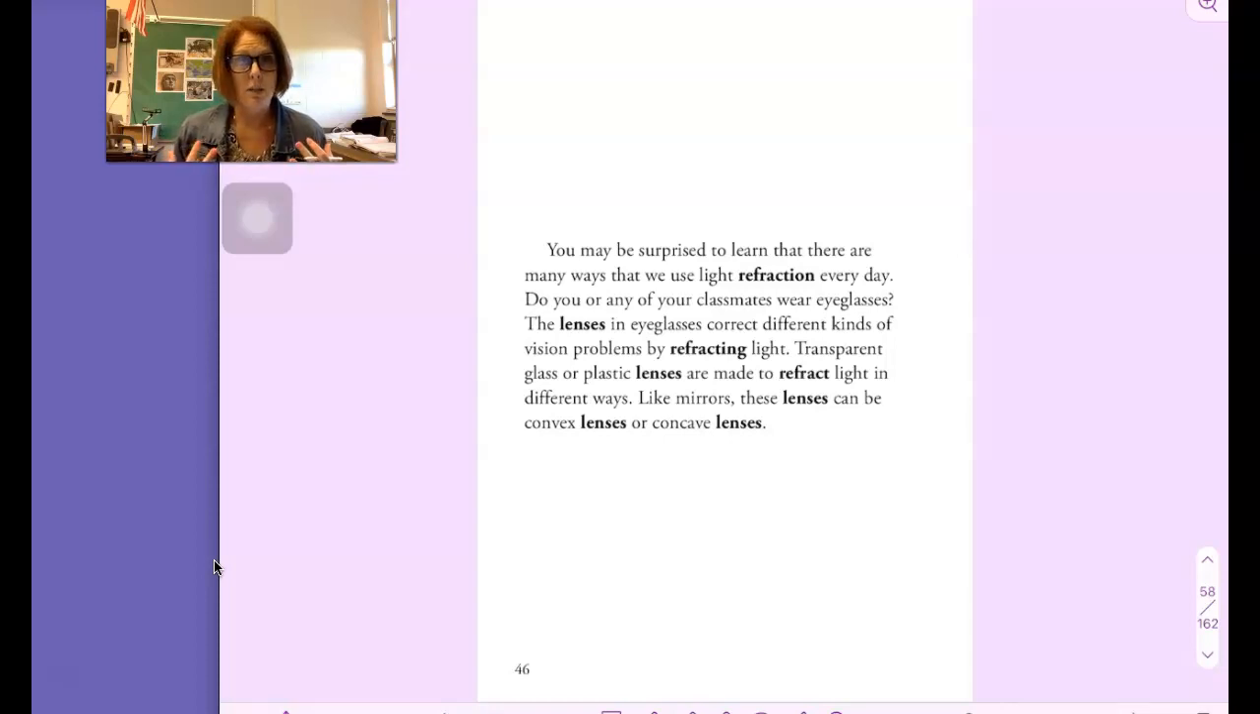I actually learned something new there. That would be an interesting fact that I would write on my reading guide. I didn't realize that eyeglasses work by refracting light. That's interesting.